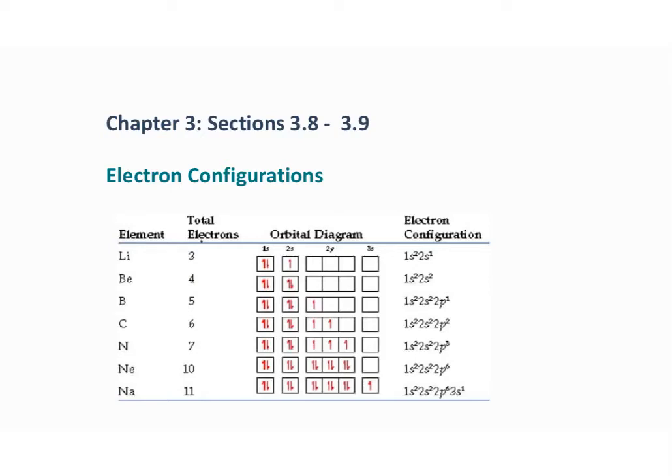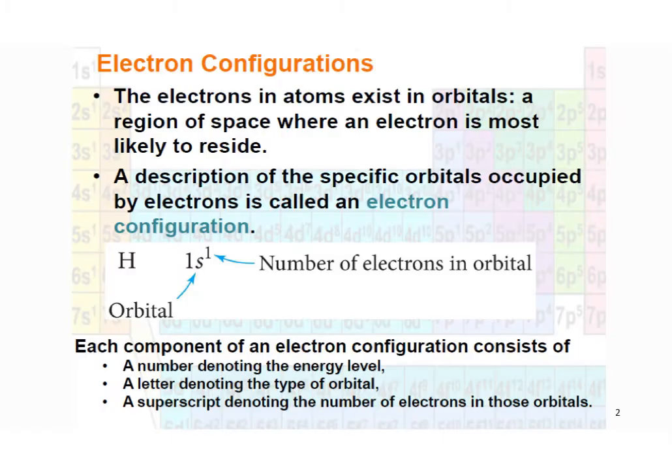This lecture will conclude Chapter 3, and it teaches you how to write and interpret electron configurations. Electron configurations are like an address that describe the location and energy of every electron around the nucleus of every atom.